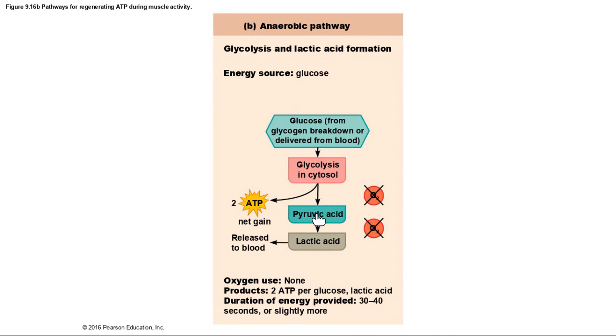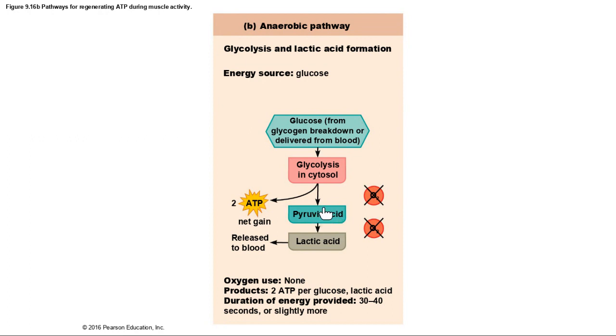Pyruvic acid, as the end product of glycolysis, must be able to get into the mitochondria. Pyruvic acid has to enter the mitochondria in order for ATP synthesis in the mitochondria to begin. Pyruvic acid starts that process of ATP synthesis in the mitochondria. Now, here's the deal.